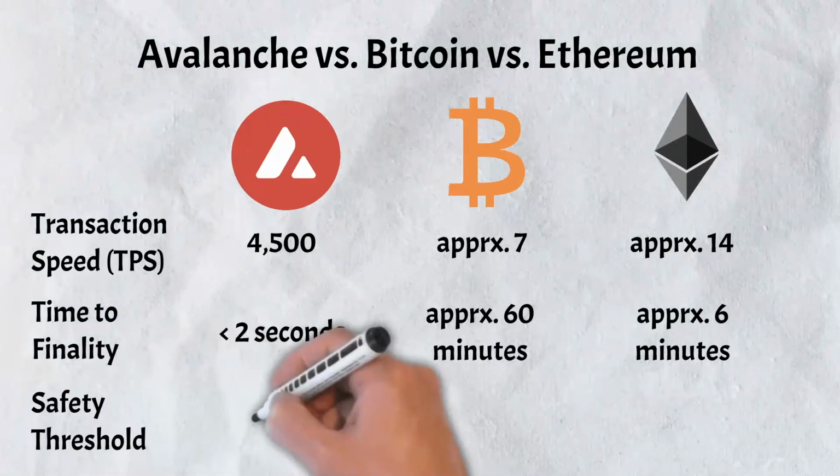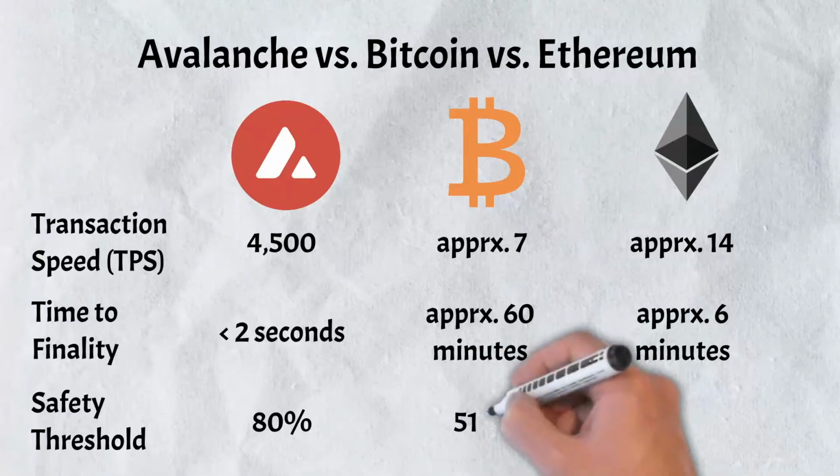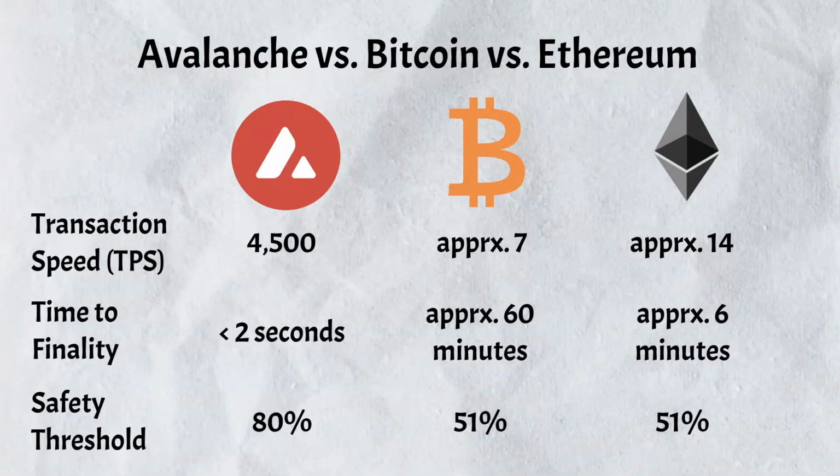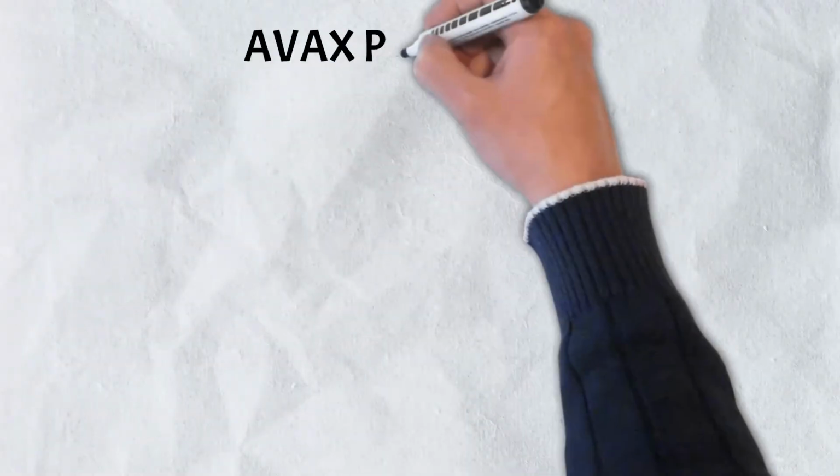Finally, Avalanche has an 80% parameterized safety threshold, whereas both Bitcoin and Ethereum each have 51%. This refers to the percent needed to take control of a blockchain and prevent new transactions from gaining confirmations.